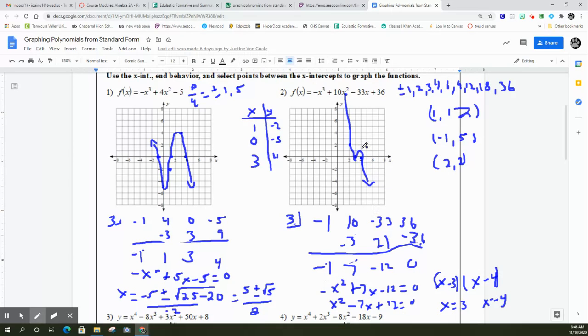Again, I can plug in 3.5 if I wanted to find out exactly how high it went there. But again, we're just sketching here. All right, so we've got our graph that looks something like that.